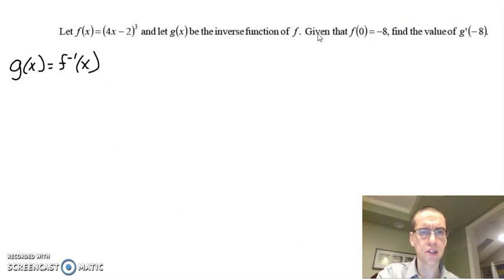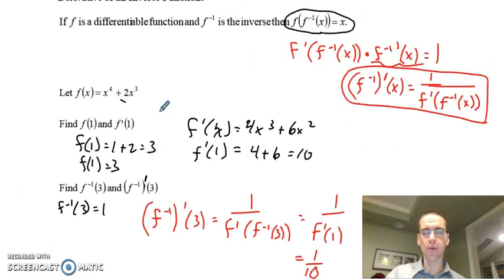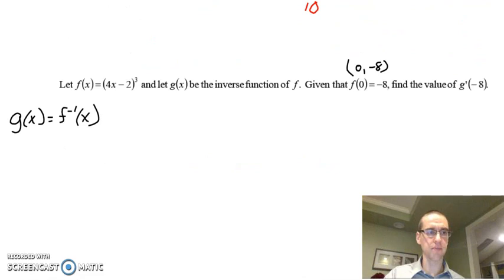For our last example here, we're going to have f of x equal (4x minus 2) cubed. And let g of x be the inverse function of f. So I've said g of x equals f inverse of x. Given that we have the point (0, negative 8), find the value of g prime of negative 8, which is the derivative of the inverse at x equals negative 8. So, going back from our last example, we know that the derivative of the inverse of x equals 1 over f prime of the inverse of x. So we can rewrite that down here.